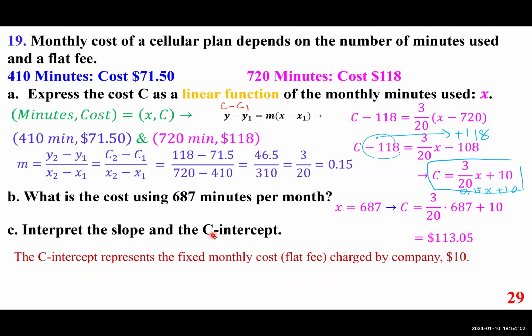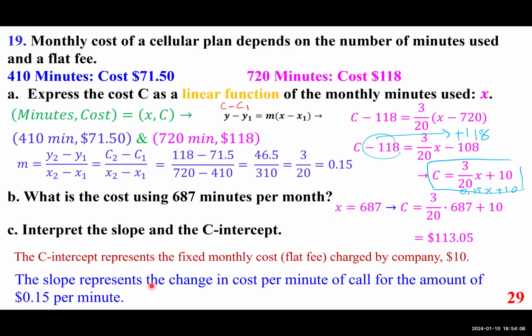Now, the change in cost, the change per minute, is the slope. The slope represents the change in cost per minute of call for the amount of 0.15 per minute, which means every minute that we use, we get charged 0.15. So 1 times 0.15 for 1 minute, 2 times 0.15 for 2 minutes, 10 times 0.15 for 10 minutes, plus this fixed cost is not going to go away. In other words, even if we don't use it at all, we have to pay this much. Okay, when we use it, this much plus 0.15 plus the amount of usage.